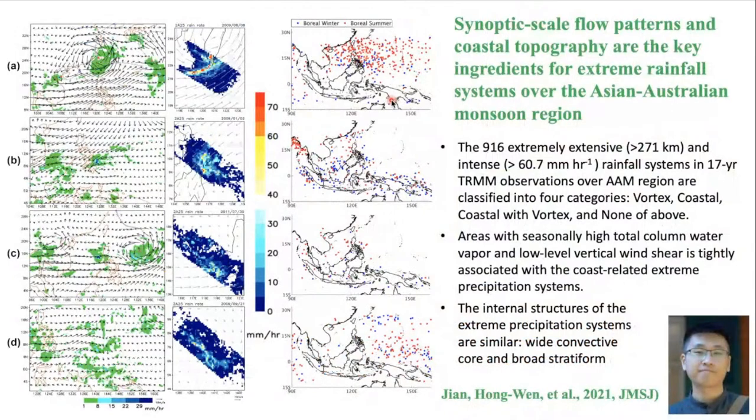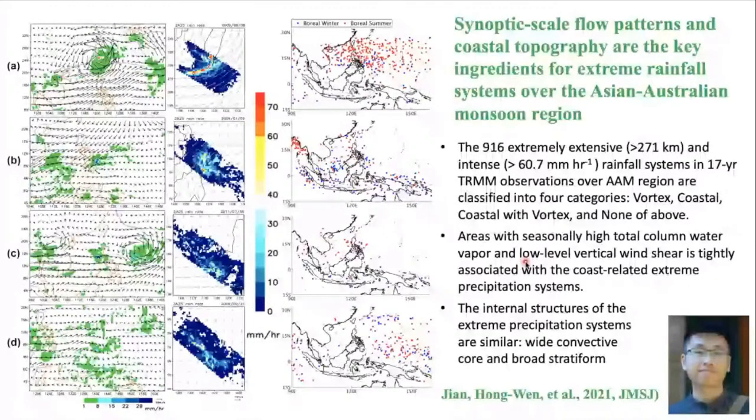My student Jian Hongwen has identified more than 900 extremely extensive and intense rainfall systems from the TRMM PR observations over the Asian-Australian monsoon regions. We subjectively classify these extreme convection systems based on their synoptic flow patterns and also their vicinity to the coastlines. We can clearly see that the synoptic flow patterns and these coastal topographies provide the key ingredients for generating extreme rainfall systems over these AAM regions. Many of these coastal-related types are highly seasonal, and their location is very consistent with the seasonal area of high column water vapor and low-level vertical wind shear, which provide favorable conditions for mesoscale organization.